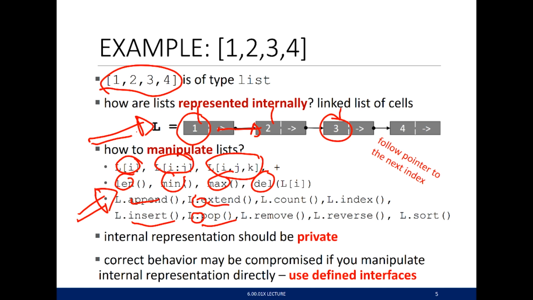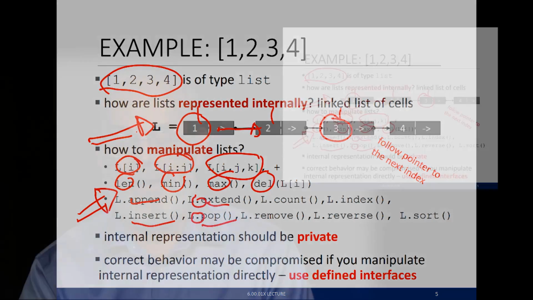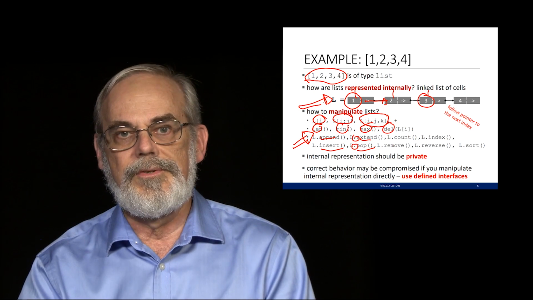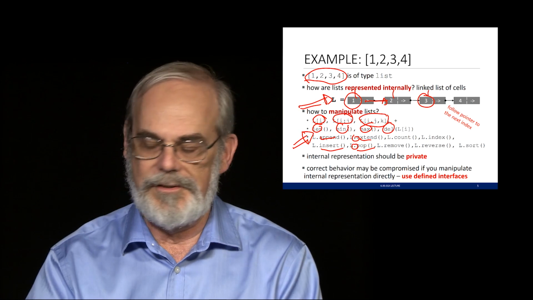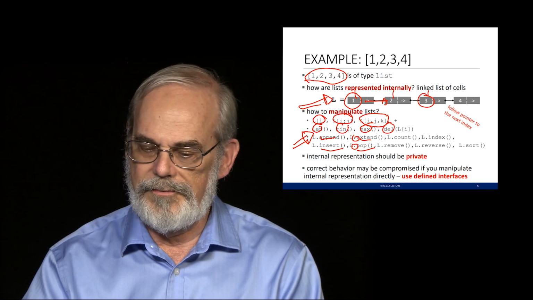As a consequence, that internal representation really should be private, meaning you don't know what's inside of it. And the correct behavior, in fact, could be compromised if you try and manipulate the internal representation directly. Ideally, you should always use the defined interfaces to get at portions of or elements of a list or any other data object that you've created.